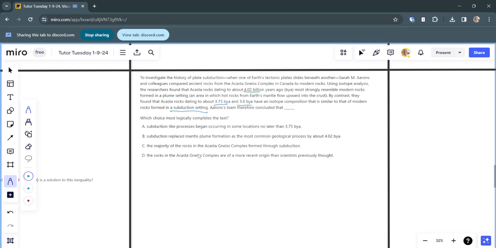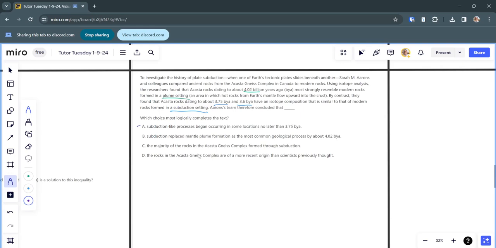Let me highlight some of those details. This is plume, and this age is subduction. I color-coded it for you. So subduction-like processes began occurring in some locations no later than 3.75 billion years ago. Well, I mean, that makes sense, right? Subduction-like processes were dated to this time period. So let's mark that for now, and let's check some of the other choices.